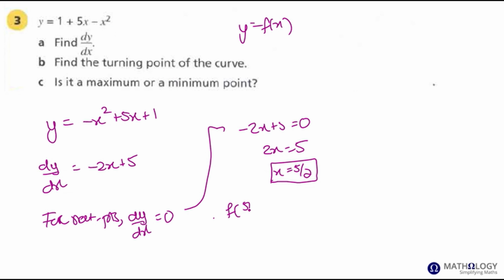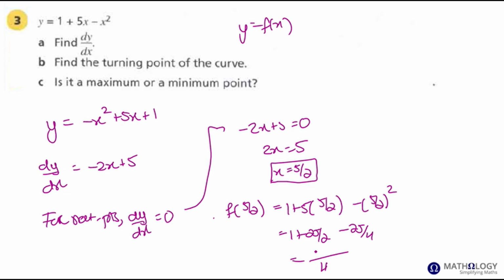So f of 5 over 2 equals 1 plus 5 times 5 over 2 minus 5 over 2 squared, which is 26 over 4. So the stationary point is 5 over 2, 26 over 4.